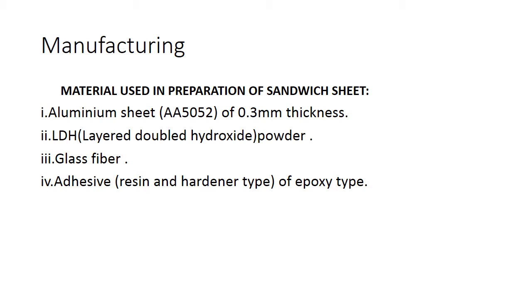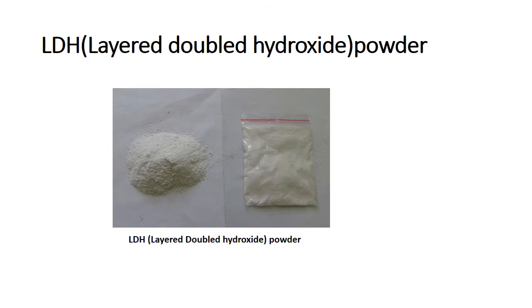The manufacturing part consists of materials used in preparation of the sandwich sheet, which are aluminum sheet of 0.3 mm thickness, LDH powder, glass fiber, and adhesive of epoxy type. LDH, which can be elaborated as layered double hydroxide powder, which is basically a cation. It is used as a very good catalyst in the composite materials.